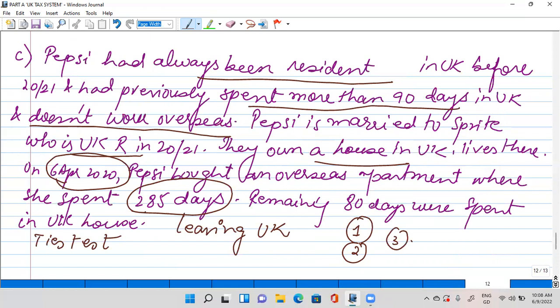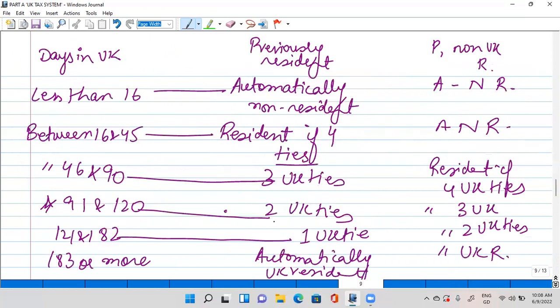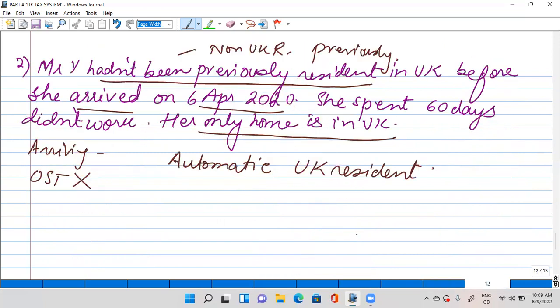Now let's see how we are going to use this table. She spent between 46 and 90 days, actually 80 days, in 2021, and previously she was a resident, so she will be considered a UK resident if she meets 3 UK ties, and yes, that has been the condition. She has met 3 UK ties.